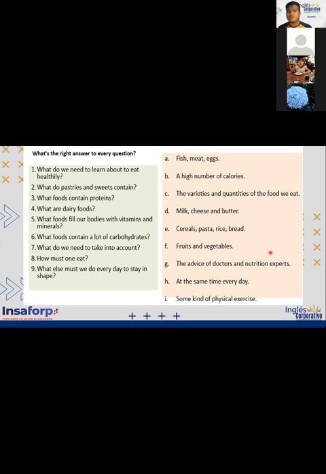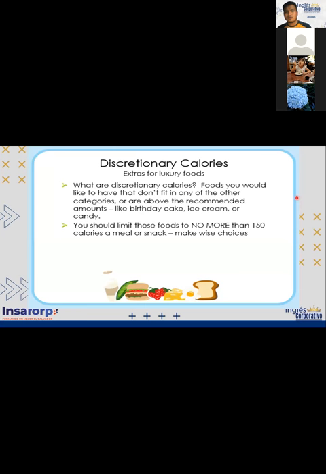The what? Sería del anterior, de la diapositiva anterior. This one? Una palabra que no sé qué significa, por favor. Sí, wait. Correcto. Donde dice the discretionary, algo así. Discretionary calories. In the question.